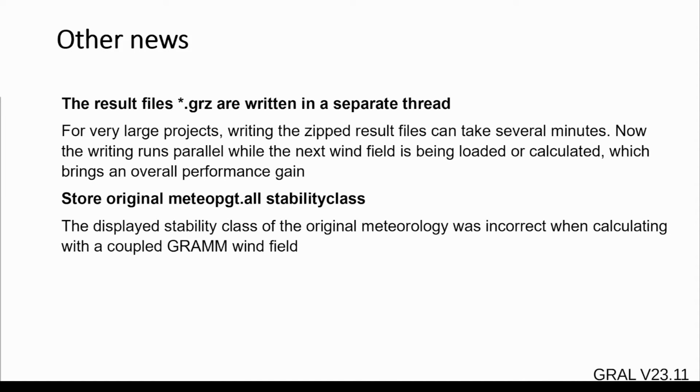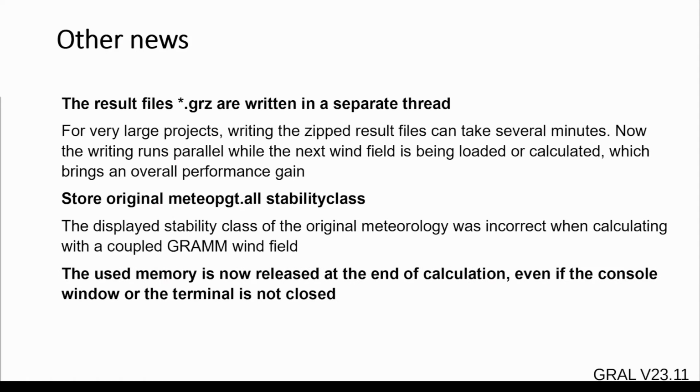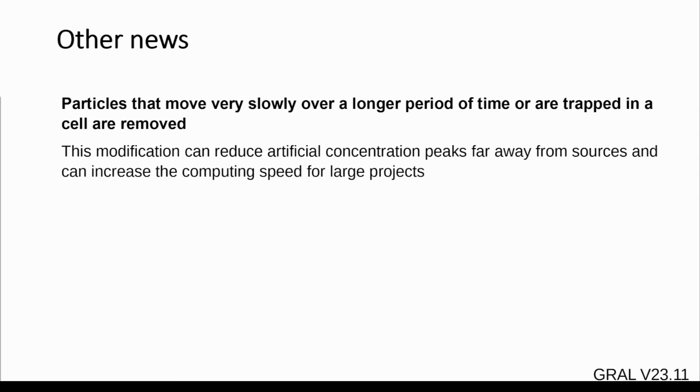The displayed stability class of the original meteorology was fixed when using a GRAMM wind field, and the used memory is now released at the end of a calculation, even if the console or the terminal window is not closed. And particles moving very slowly over a long period of time, or trapped particles, are removed. This modification can reduce artificial concentration peaks far away from sources and can increase the computing speed for large projects.